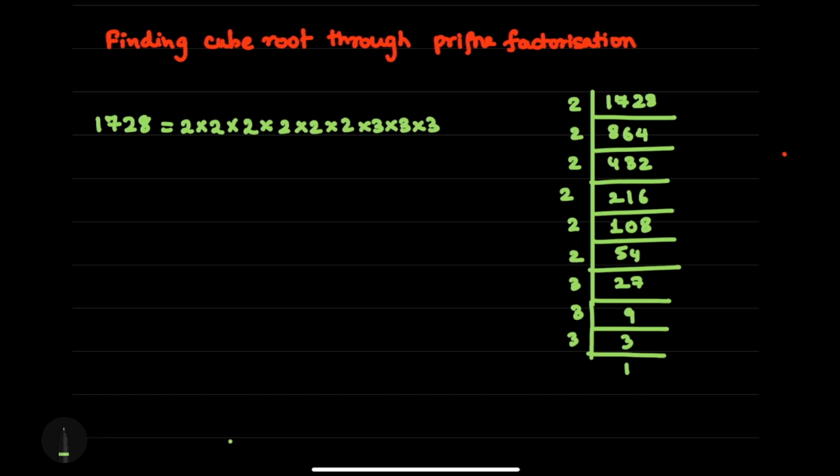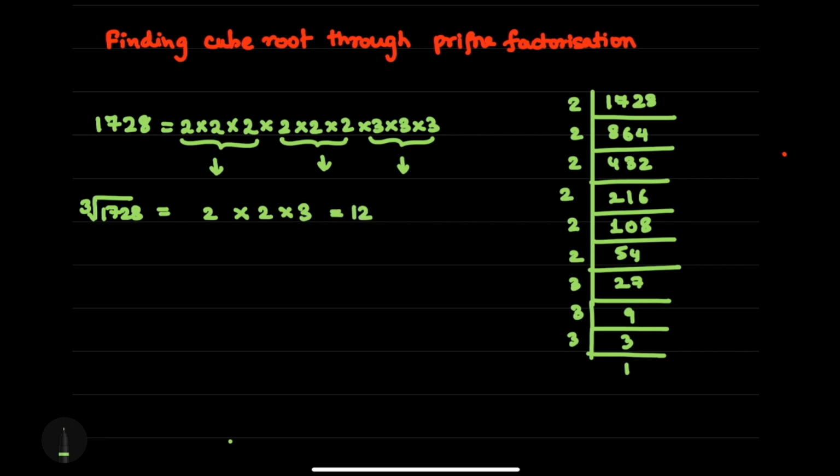Now we are going to create these triplets and take one number each out of the triplet. So the cube root, which is denoted by this notation, would be 2 into 2 into 3. And this comes out to be 12. So this was the simple first kind of a question.